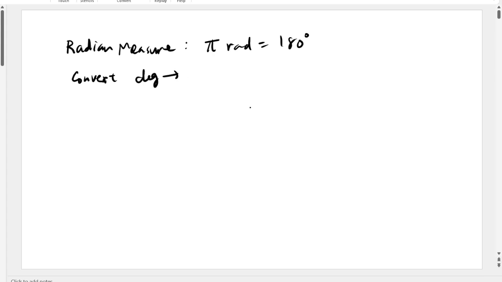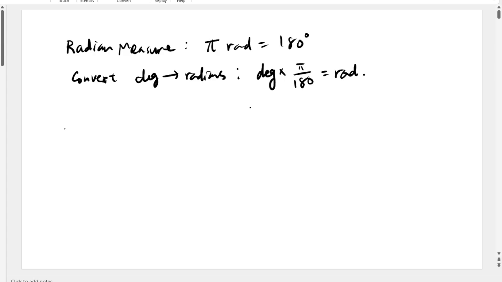So we learned radian measure as pi radians equals 180 degrees. So to convert degrees to radians, we take the degree times pi over 180 to give you the radian measure.